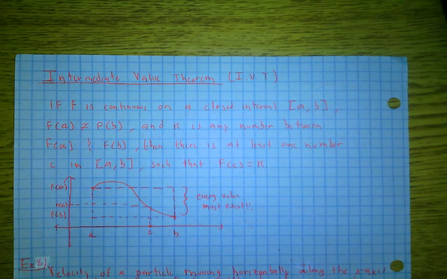If all those requirements are met, then we can assume the following. It says then there must be at least one number c that happens to be in between A and B. So c is part of the domain. Are you guys with me? It's part of the input. There has to be at least one value such that the input of that would create k.